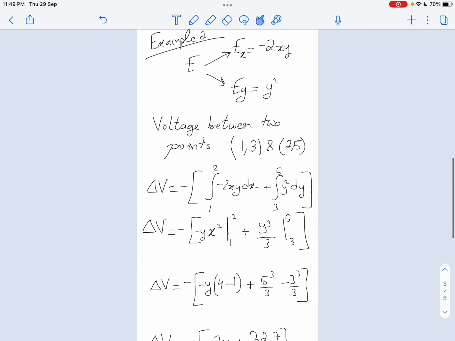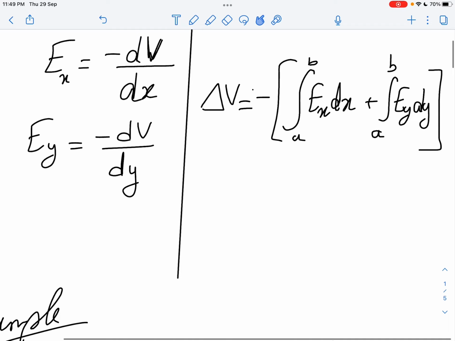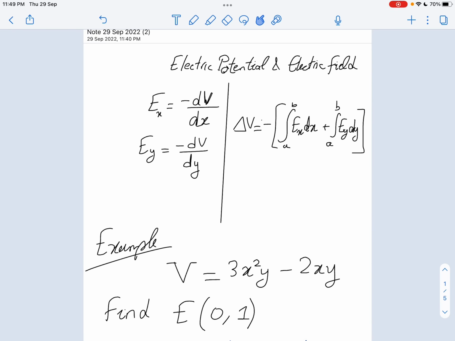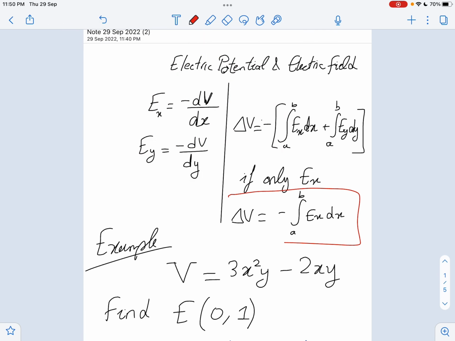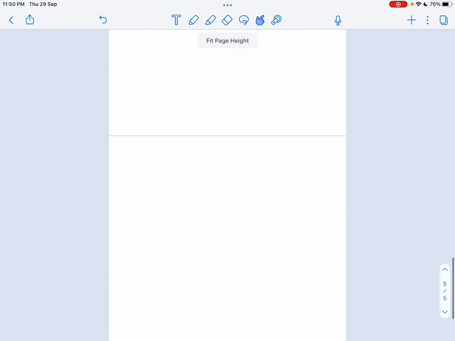We can take now an easy example for the electric potential. Let's say I have only Ex, I don't have Ey. So if you have only Ex, then simply delta V is going to be minus the integral from a to b of Ex dx. If I don't have Ey, I just have Ex. And let's do an example on that case, which is an easy case. So again, example 3.